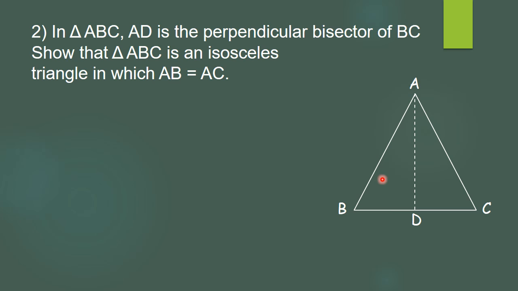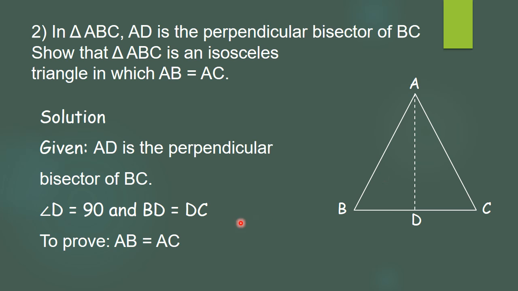To prove the isosceles triangle, first we'll write the given. What is the given? AD is a perpendicular bisector of BC. What does it mean? Angle D is 90 and BD is equal to DC. And what we have to prove? Isosceles means two sides equal. We have to prove that AB is equal to AC. Now the proof.